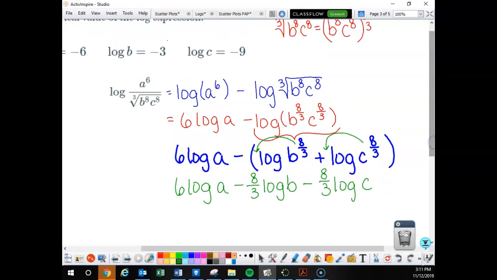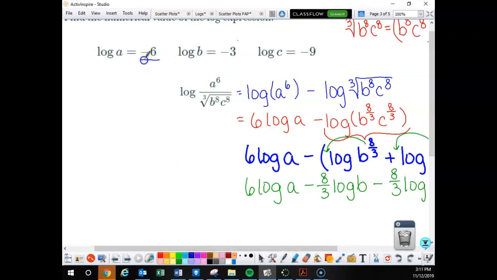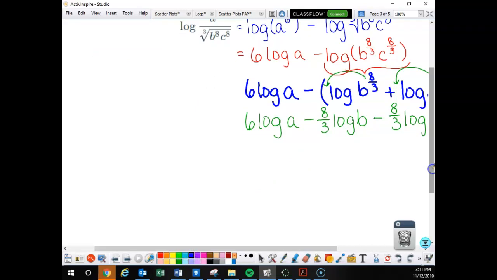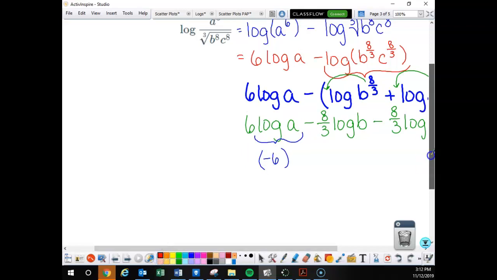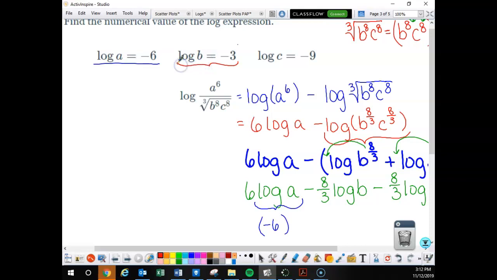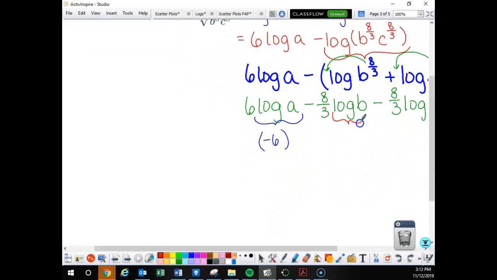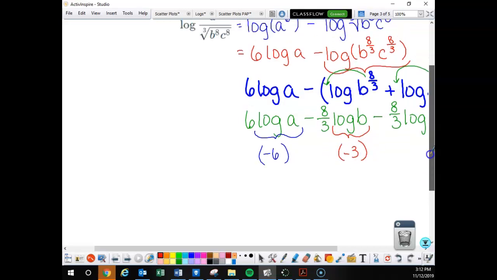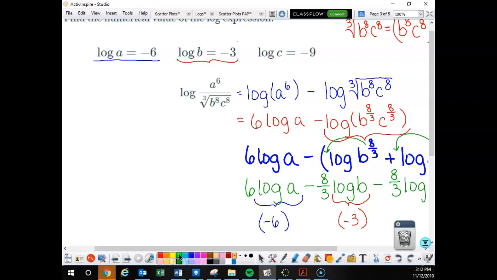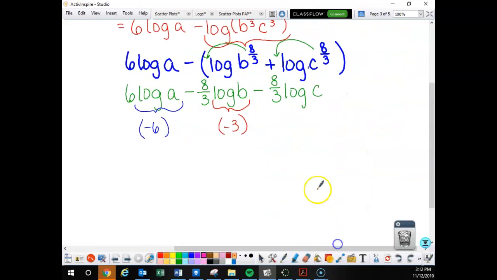Okay, but I know that log of A is equal to negative 6. So this right here is equal to negative 6. And then log of B is equal to negative 3. So log of B is negative 3. And then C is negative 9. So let's do a different color. C is negative 9, so this is negative 9. And so I'm multiplying 6 times negative 6, negative 8/3 times negative 3, and negative 8/3 times negative 9.